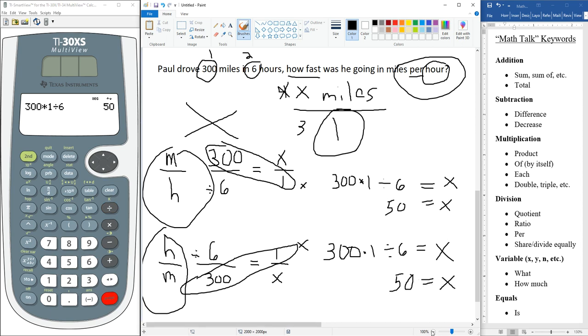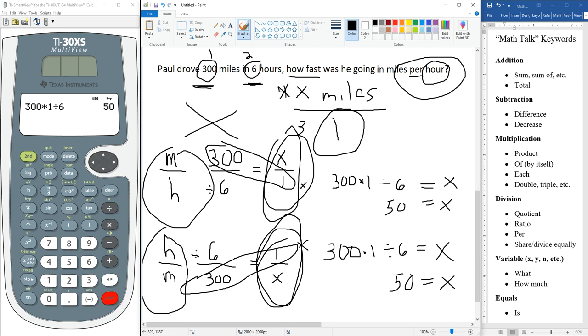Okay, so that was a heck of a lot of math, but let's take a look at what we saw. So how fast or how much, miles per hour. So we saw how much, that's our variable, that's our x. So he went x miles per, that's our division, hour, per 1 hour. So he went x miles per 1 hour, or 1 hour to go x miles, and he went 300 miles in 6 hours, or it took him 6 hours to go 300 miles. And there we go. 300 times 1 divided by 6 equals x, 50 equals x.